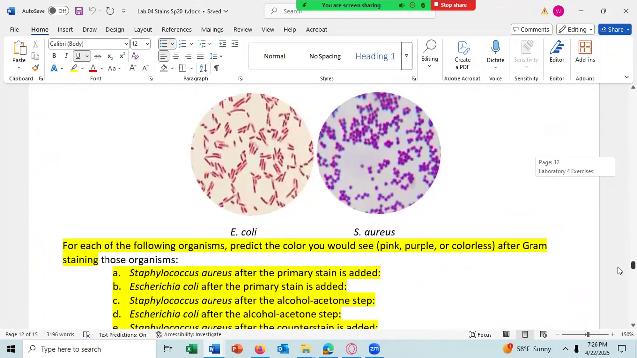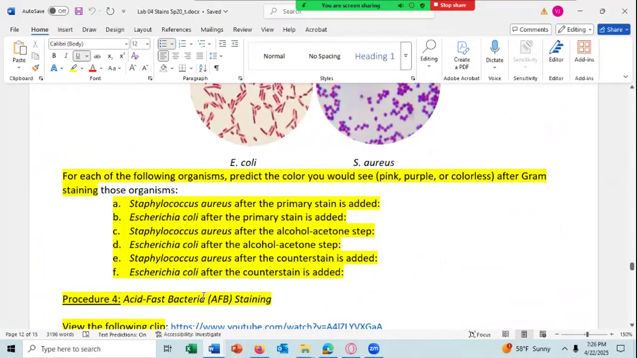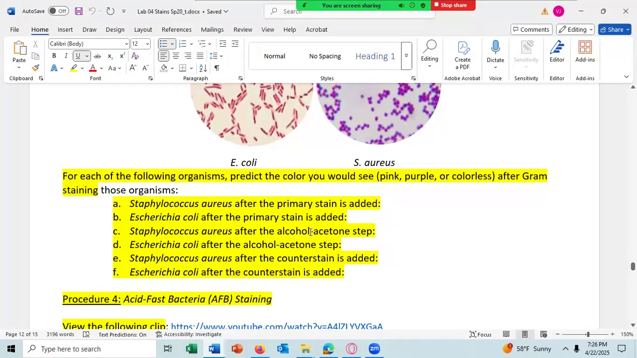Then answer question 3B. E. coli, after the primary stain is added, is which color? For question 3C, Staphylococcus aureus, after the alcohol acetone step, is what color? Give your answer there. For D, Escherichia coli, after the alcohol acetone step, is what color? For E, Staphylococcus aureus, after the counter stain is added, is what color? And then E. coli, after the counter stain is added, is what color? Any question about any of that?